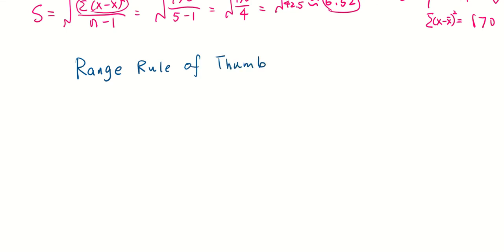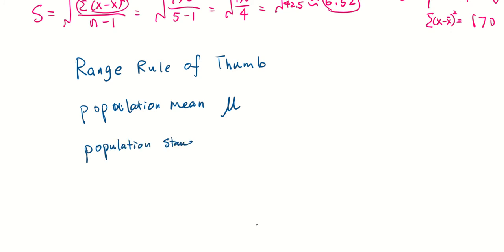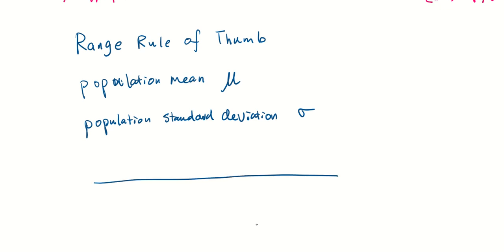Okay, so first of all, we know the population mean. Population mean is this symbol, read as mu, and the population standard deviation is sigma. Standard deviation, use this symbol. All right. So in the middle, for a set of data, it will be the mean, right?